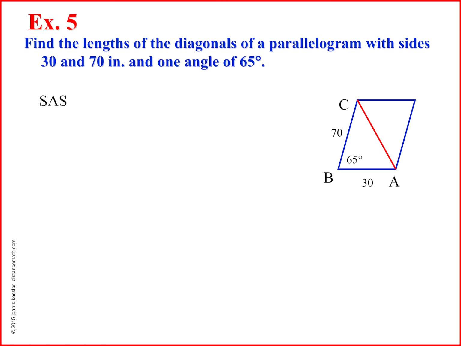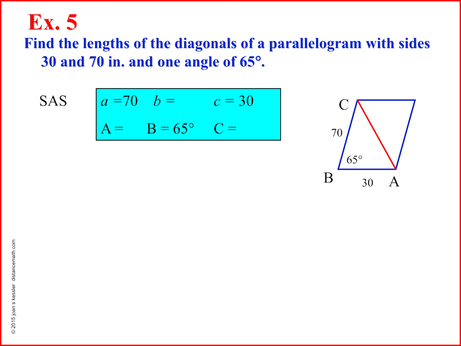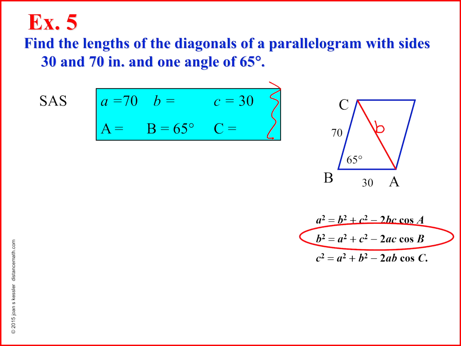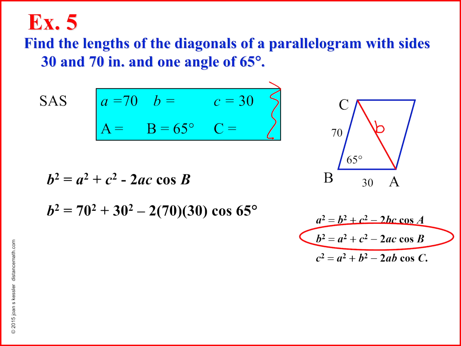Things we know, I labeled mine with my A, B, and C. If you label them differently, it doesn't make them wrong. It just means they'll be different when you fill in a box like this. So I let A be 70, B I don't know, C is 30, and then my other angle. What I need is little b, so I'm going to use my b squared, plugging in our A, our C, and our angle B. Take a moment to solve for your b, and you should get 63.44 plugging it into your calculator.